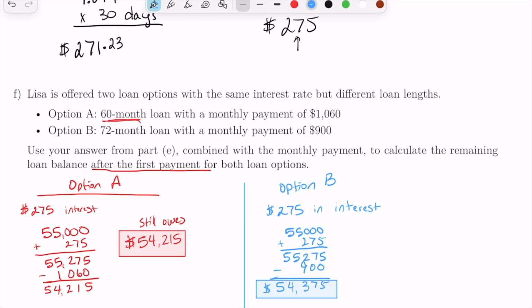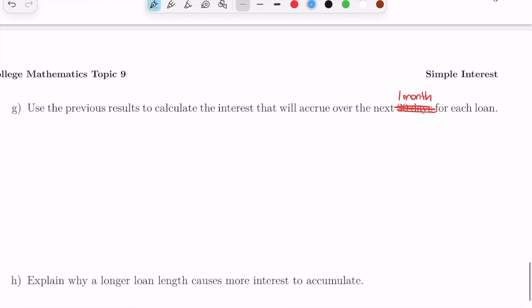Let's look at what happens the next month, because this is where things start to get a little bit interesting. Use the previous results to calculate the interest that will accrue over the next 1 month for each loan. I know you might say 30 days, but let's just use 1 month so as to not be confused because we're doing monthly payments.